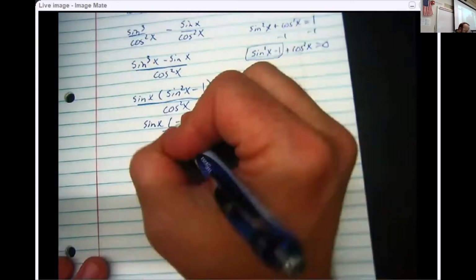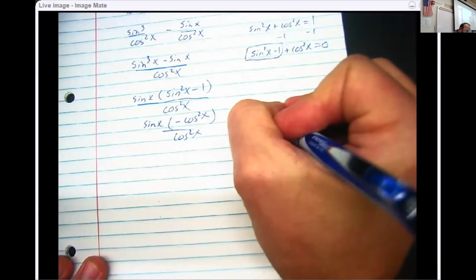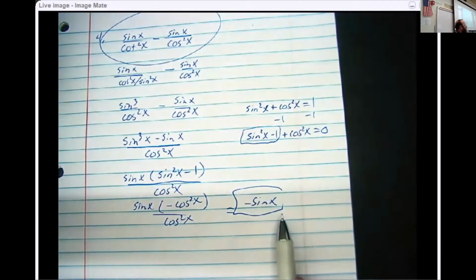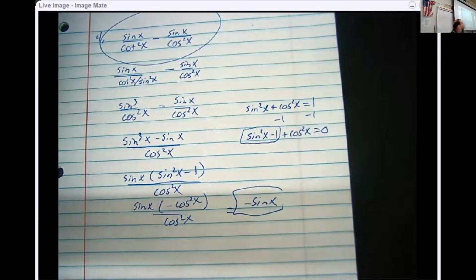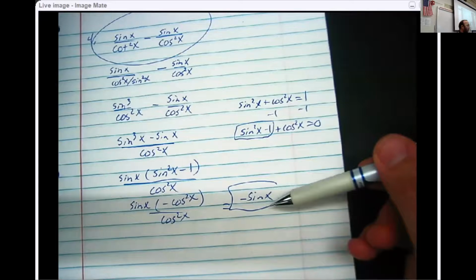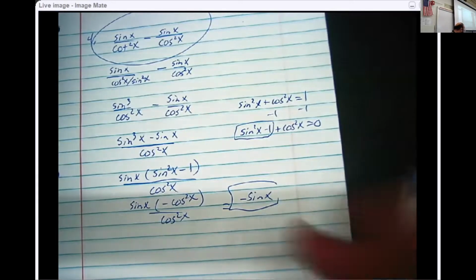A minus. That minus is still there. This entire crazy thing became negative sine x. Now, again, if my goal is to simplify, what do you guys like better? That dumb thing right there or negative sine x? Isn't that a lot easier?